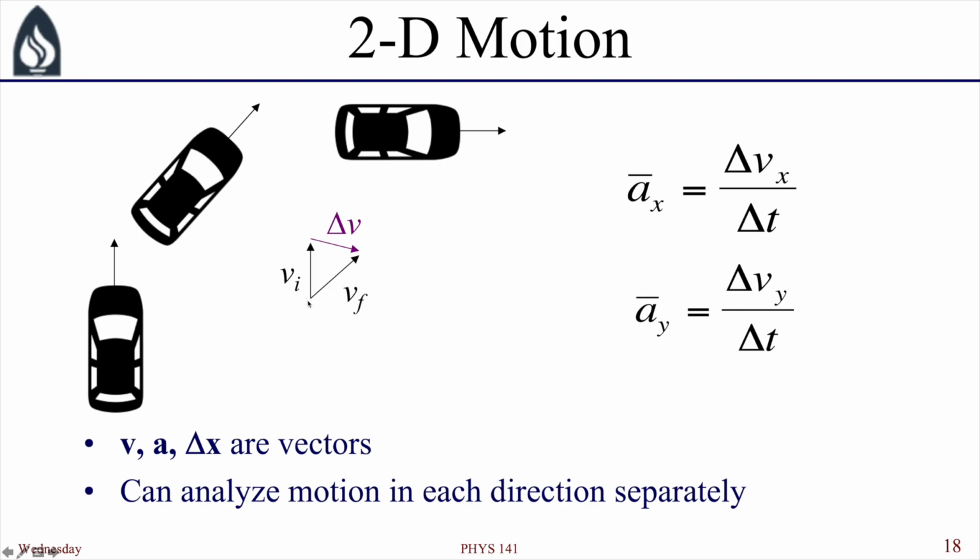We can compare its final velocity and its initial velocity to find the change in its velocity in order to find its acceleration. Now, the velocity, acceleration, and displacement, we remember, are vectors. And it turns out it's possible to look at just one component at a time. So we can find the acceleration in just the x direction by looking at the final and initial velocities in just the x direction. And we can look at the acceleration in just the y direction by considering the final and initial velocities in just the y direction.